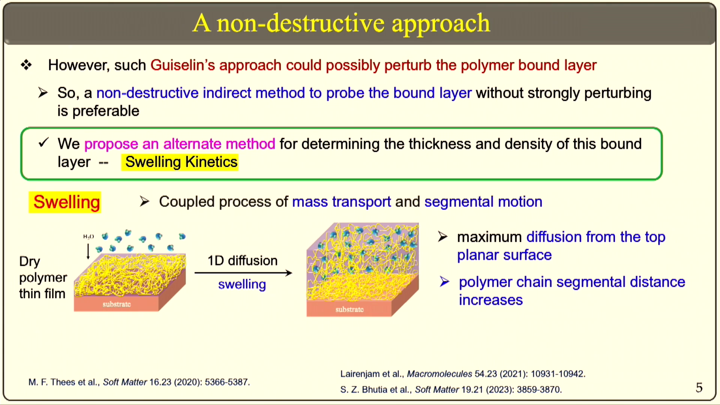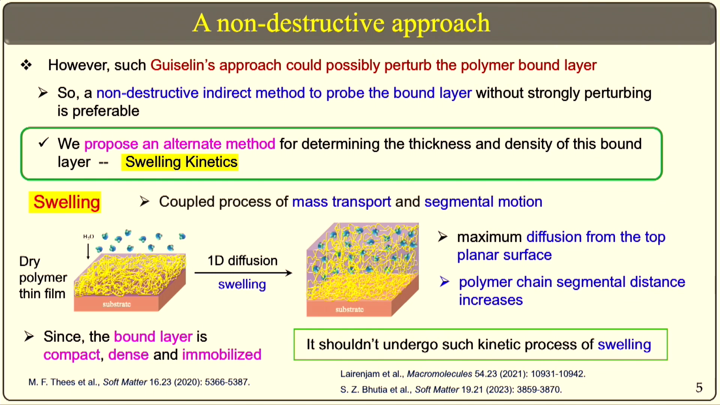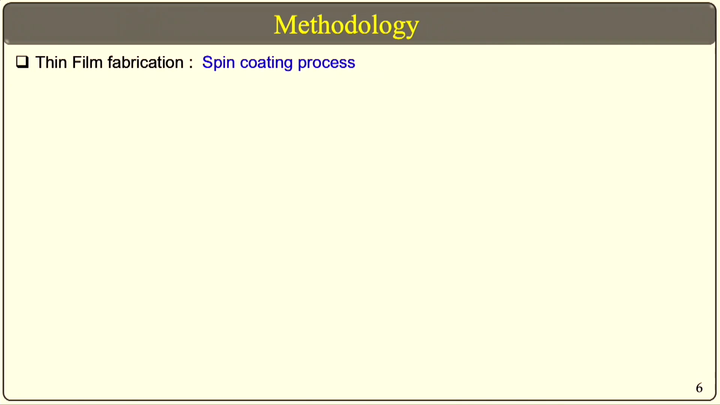Because of this, the polymer chain expands, and this increment in the thickness can be determined by certain techniques. Initially, we think that if there is a certain bound layer next to the substrate which has to be compact, dense and immobilized, it should not undergo such a kinetic process of swelling. So now with this, I would briefly go to the methodology, because many of us are theoretical.